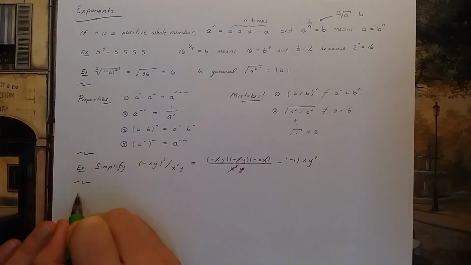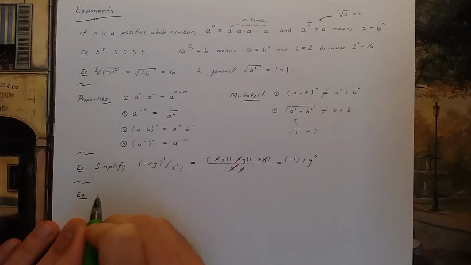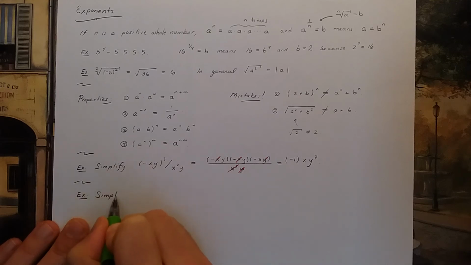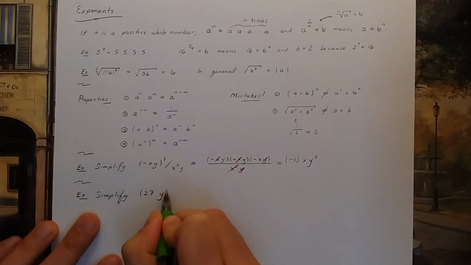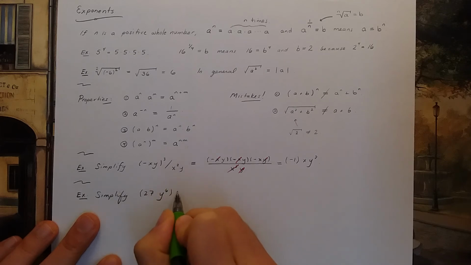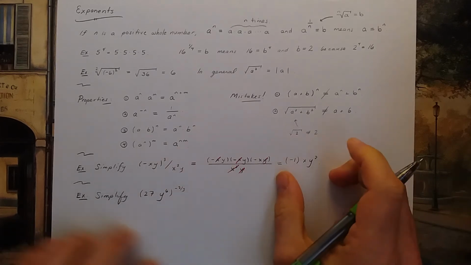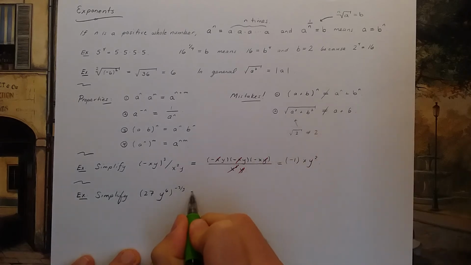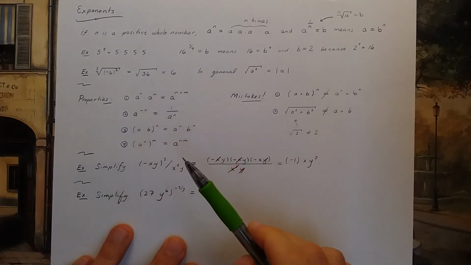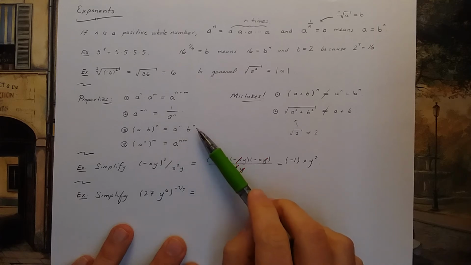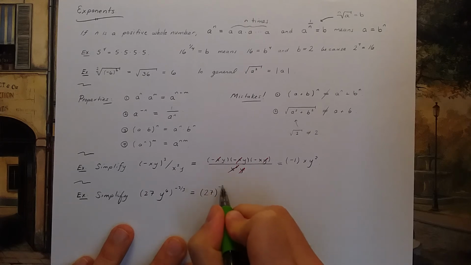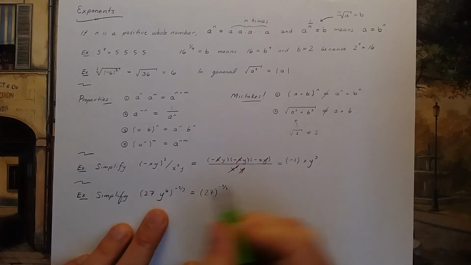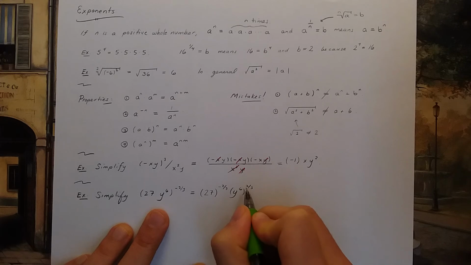Let's do another one. How about if I simplify 27y to the 6th power to the negative 2/3 power. Okay, so looking at property 3, I can say this is 27 to the negative 2/3 power times y to the 6th to the negative 2/3 power.